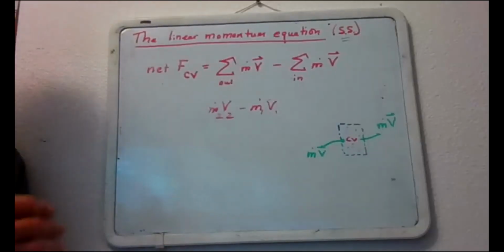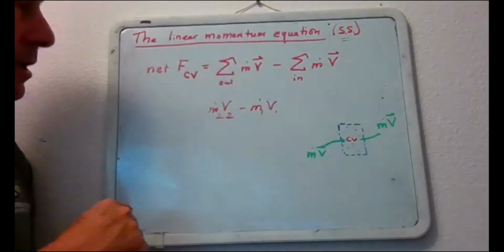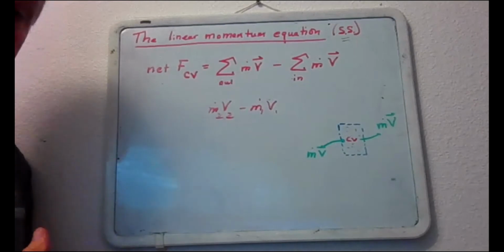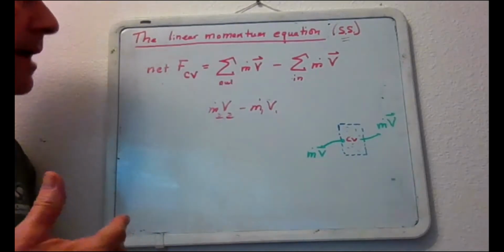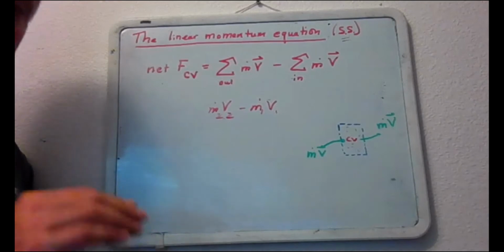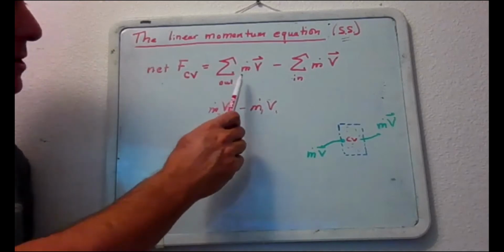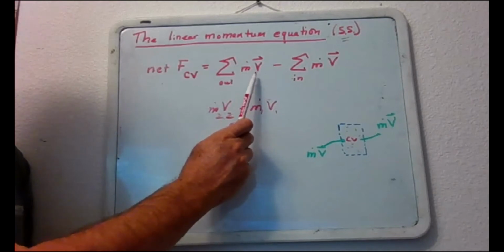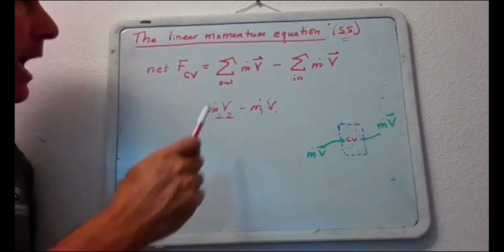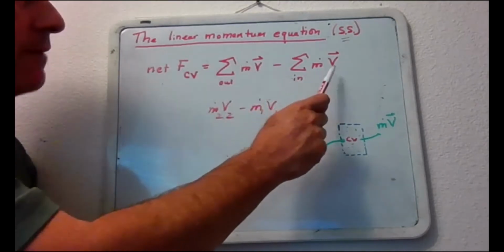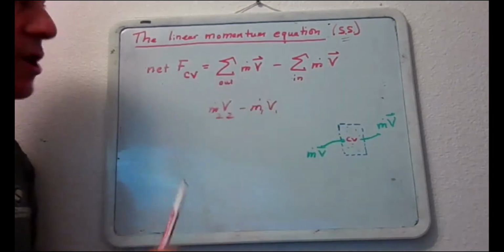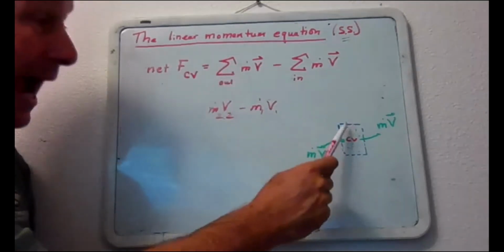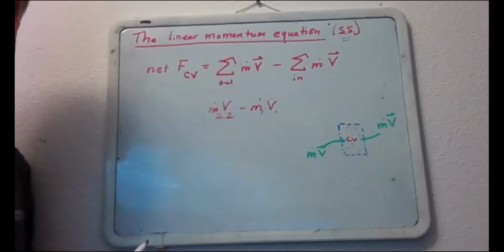All right, so reminder, statement of the linear momentum equation. The net force on the fluid in the control volume we can calculate by taking a look at the difference between the linear momentum flow out, which is that number right there. We get momentum flow by doing m dot times velocity, where velocity is a vector, okay? And minus m dot V in, and that's in general how we do it. There may be multiple flows in or out, so that's what that summation symbol indicates.